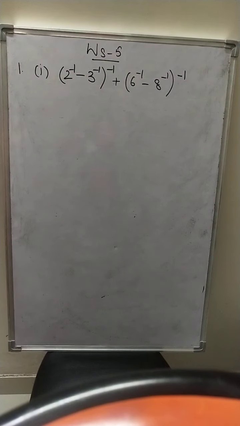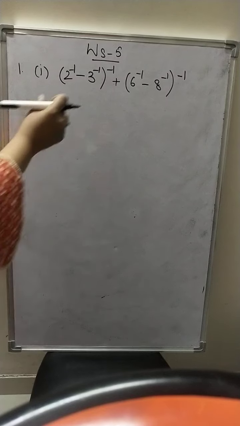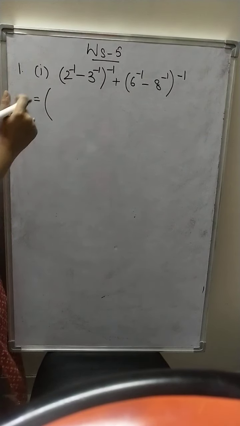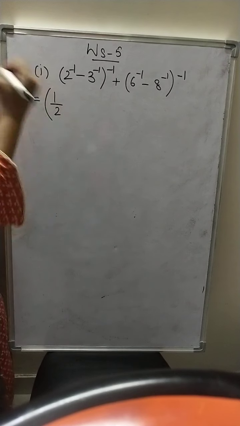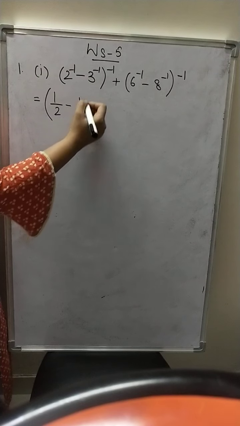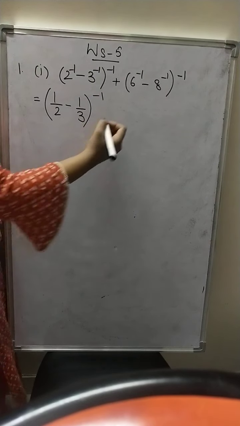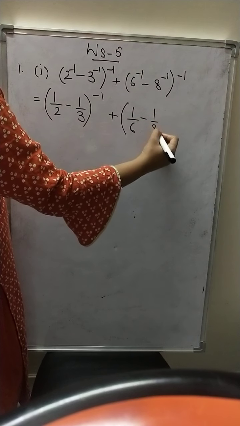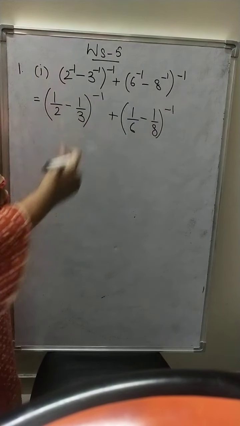Now students, when such a question comes in front of us, the first thing we should do is always try to solve the bracket first. So we will solve whatever is written inside the bracket. So here inside the first bracket, I have 2 raised to the power minus 1, which can be written as 1 upon 2. Again 3 raised to the power minus 1, I have 1 upon 3. This is raised to the power of minus 1. Plus I get 1 upon 6 minus 1 upon 8. Again it is raised to the power of minus 1.